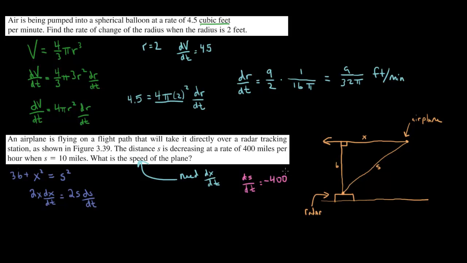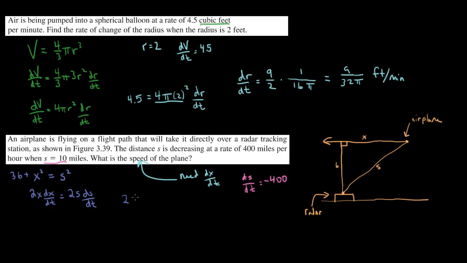It's decreasing at a rate of 400 miles per hour. We're going towards the bottom left-hand corner, and the distance is decreasing at a rate of 400 miles per hour. Okay, so we know ds/dt is negative 400. We know s is 10. That was just explicitly given to us.